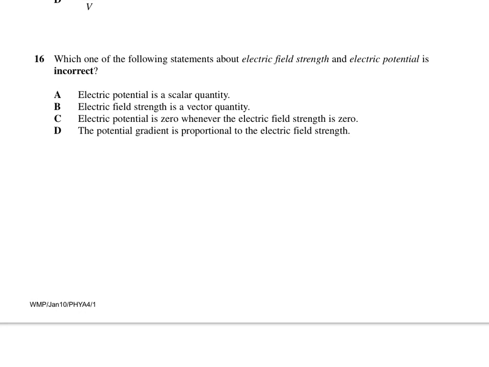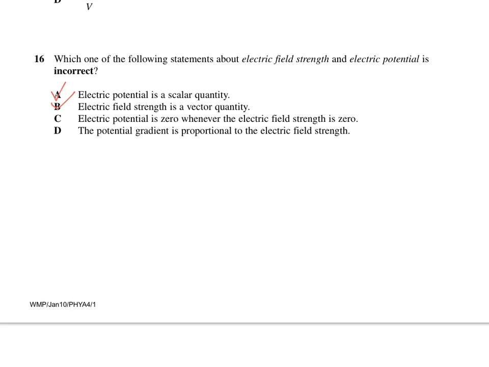Which one of the following statements about electric field strength and electric potential is incorrect? Potential is a scalar quantity, so potential is a type of energy, so that is true. Field strength is a vector quantity, that field strength is like a force, so absolutely it's a vector quantity. Potential is 0 whenever the electric field strength is 0. So remember, field strength is the potential gradient.